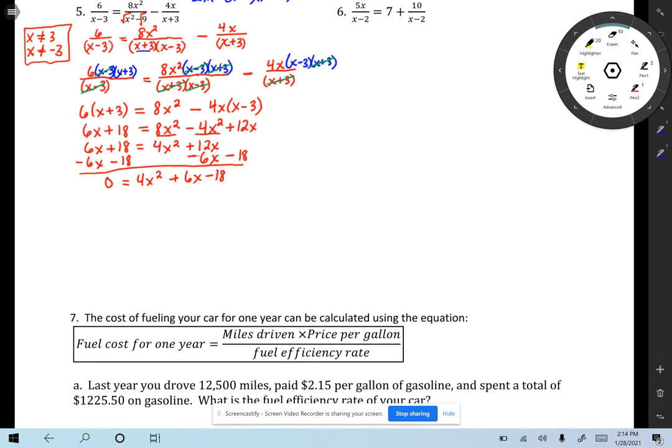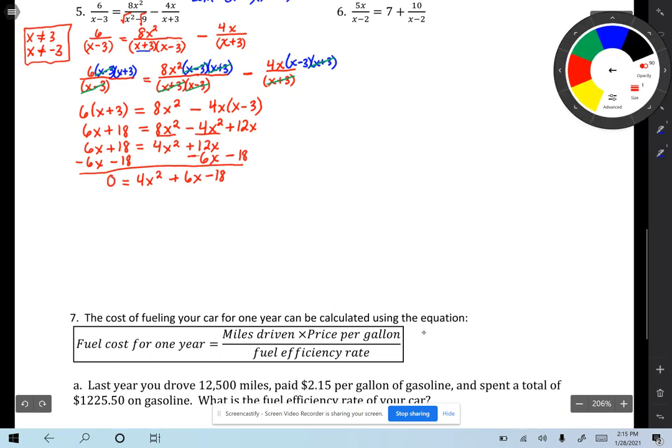I can divide the right side by 2, or we can divide everything here by 2, because 4, 6, and negative 18 are all divisible by 2. So we can divide, and it's an equation, so you can. So 0 equals 2x squared plus 3x minus 9.